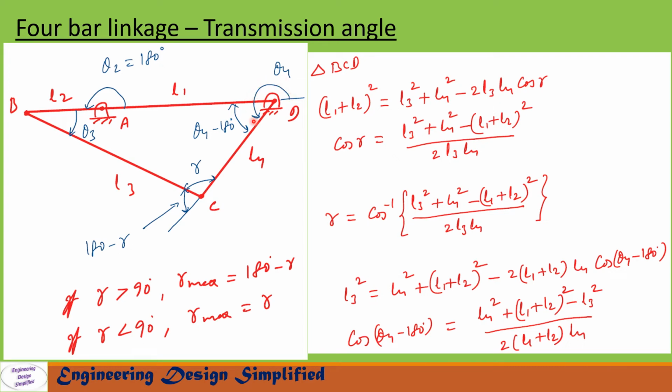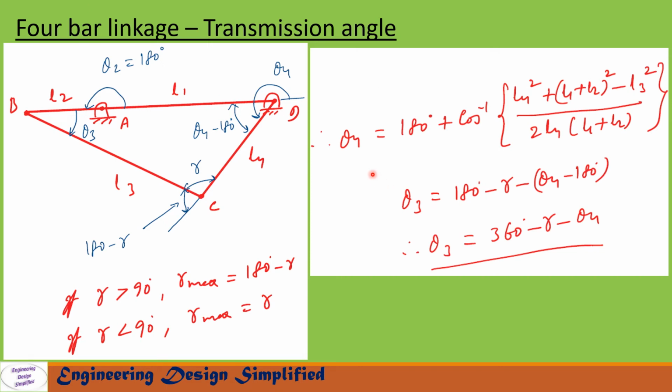So this angle is theta 4, this angle is theta 4 minus 180. Again, let us apply the cosine rule for this triangle BCD to find this angle. So the cosine rule is L3 square equal to L4 square plus (L1 plus L2) whole square minus 2 (L1 plus L2) into L4 cos (theta 4 minus 180). So after rearranging this, we get cos (theta 4 minus 180 degrees) equal to (L4 square plus (L1 plus L2) whole square minus L3 square) by 2 (L1 plus L2) into L4.